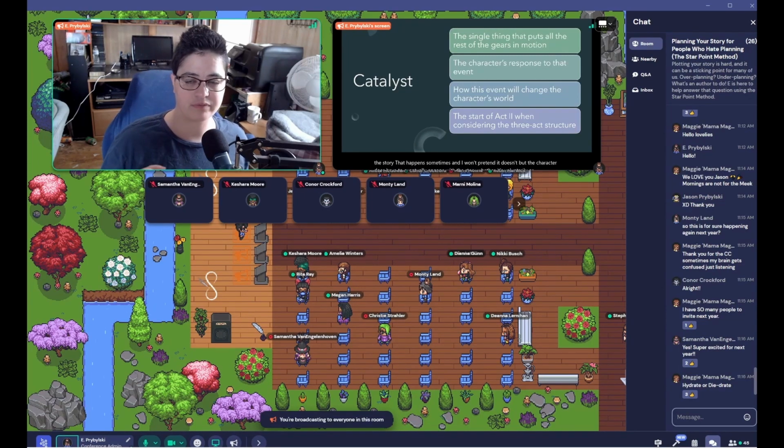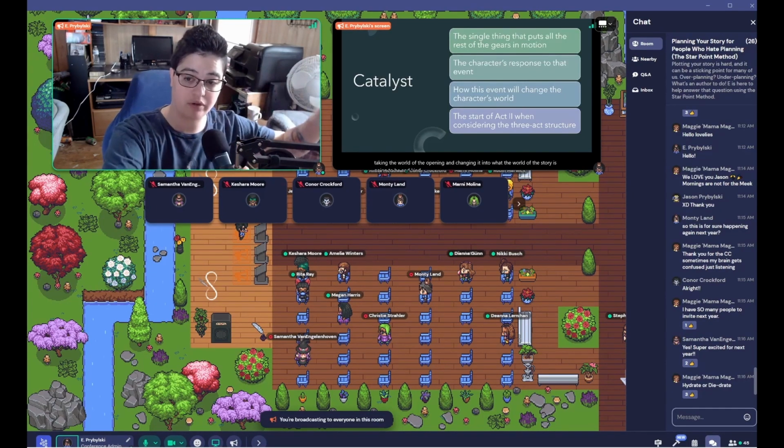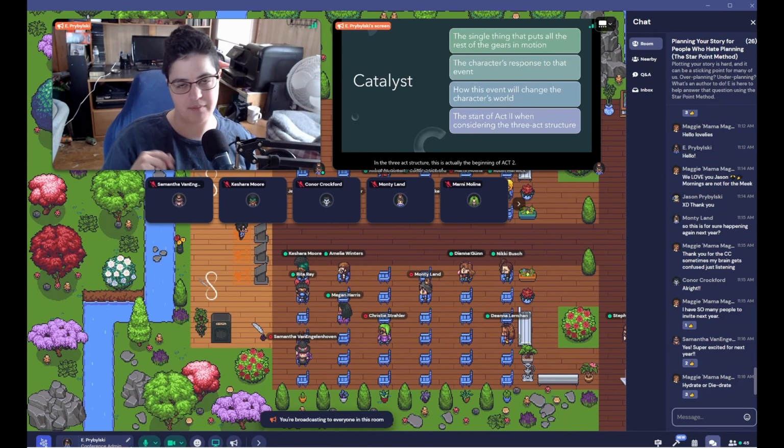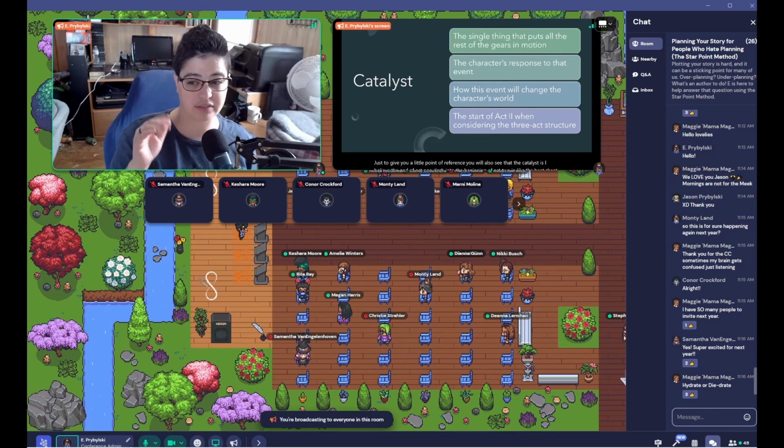Then it kind of shows the event that's going to change the character's world, so we're taking the world of the opening and changing it into what the world of the story is going to be, and kind of showing where this is going. In the 3-act structure, this is actually the beginning of Act 2. Just to give you a little point of reference. You will also see that the catalyst is, I believe, the end of Act 1 into the beginning of Act 2 in the beat sheet, and other things, like the catalyst is the thing that begins Act 2.